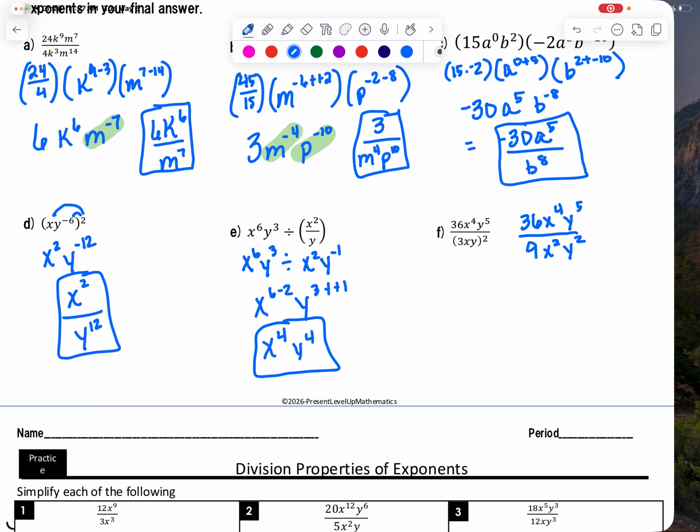And then I divided. So 36 divided by 9 gave me 4. x to the 4 divided by x squared gives me x squared. And y to the 5 divided by y squared gives me y to the 3 power. So final answer. Pause the video and fix anything that you got wrong in that problem. If you got that problem correct, you are finished with today's lesson, Division Properties of Exponents.